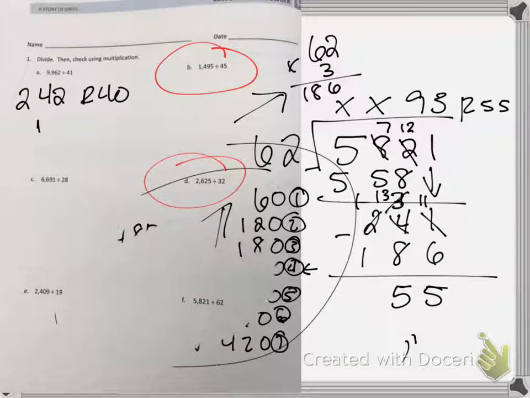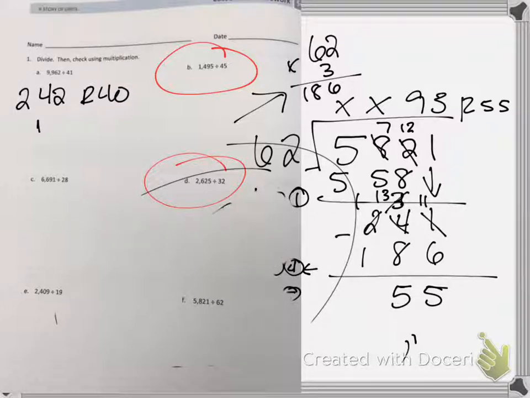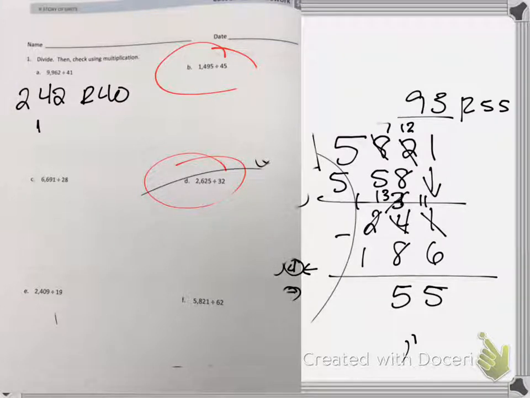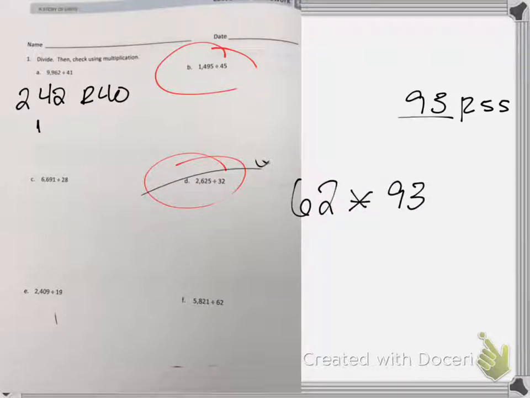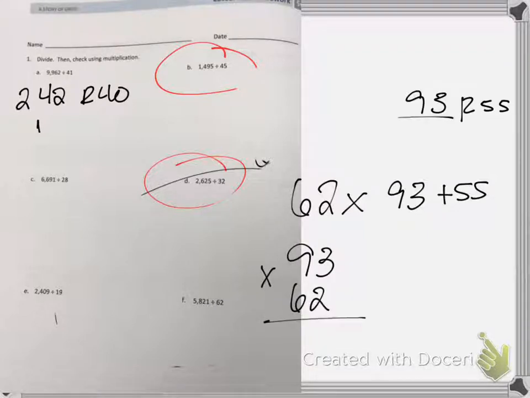But I gotta check my work now. So I got 93, remainder 55 as my answer. I'm gonna leave that 93, remainder 55 up there. So again, to check, we're going to do 62 times 93 plus 55. 93 times 62. When I multiply, I always like to put the bigger number up top.